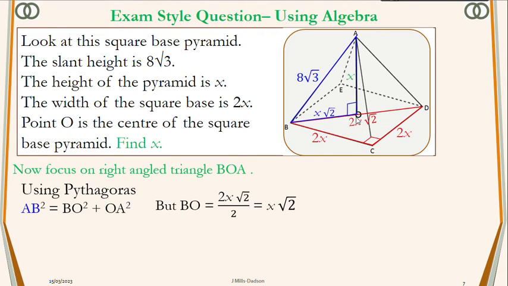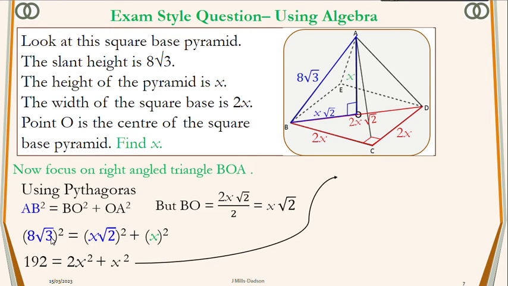Now that also makes right angle triangle BOA. So we can now create a Pythagoras equation where the hypotenuse squared is equal to BO squared plus AO squared. So that is 8/3 all squared equals x root 2 all squared plus x squared. And when you work it out, remember, this actually means 8 times 8, which is 64. Then root 3 times root 3, which is 3. And 3 times 64 will give you 192. So you've got to do side working to get it right.